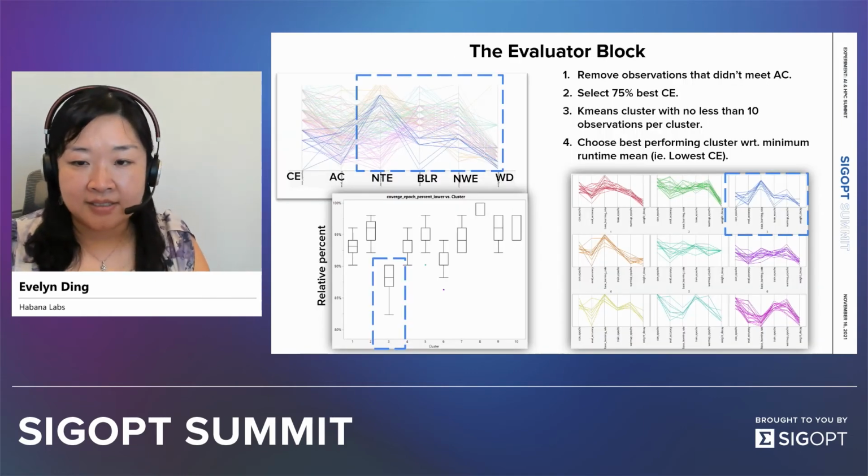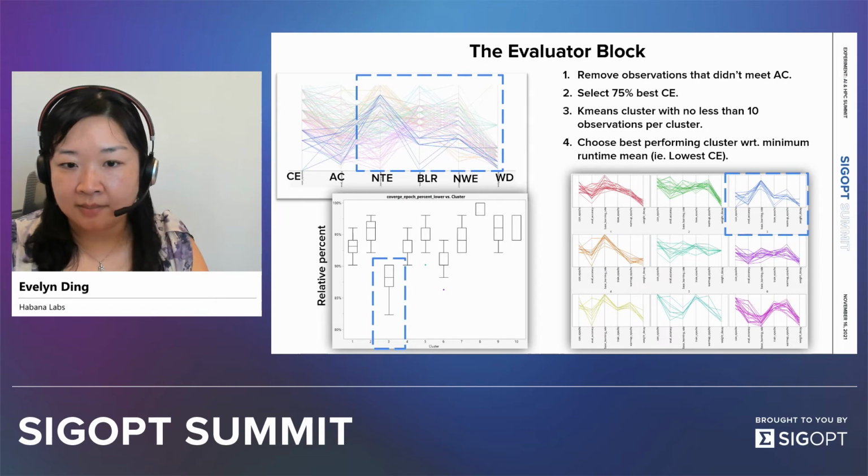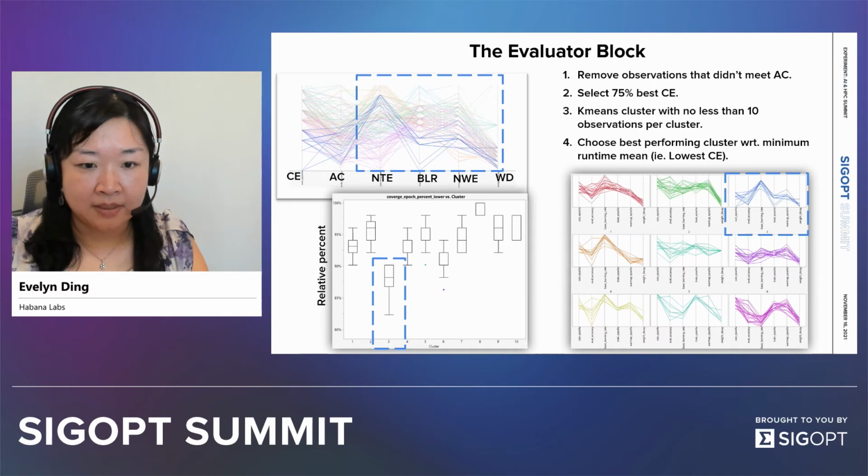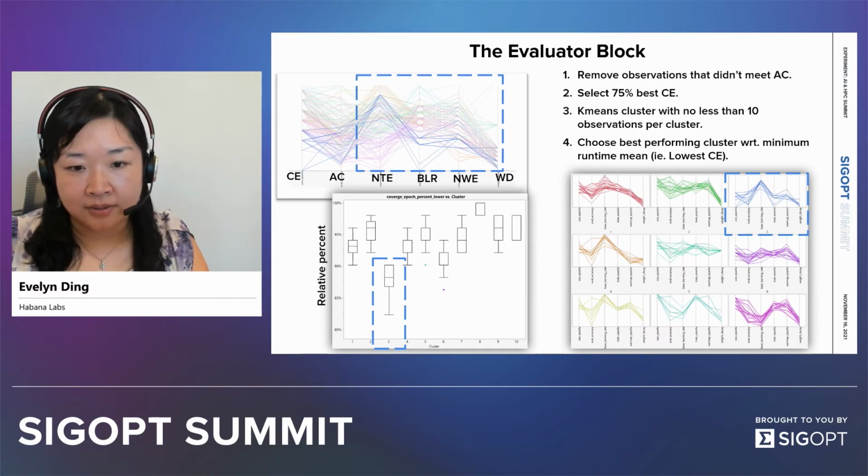Okay, in this slide and the next slide, I'm going to give some details of how we build up our evaluator block using the KMeans cluster method. On the top left corner, after we run a set of experiments, we get all the data points with the hyperparameters and also the metrics. Then we only pick up the data points that meet the accuracy and also pick up the top 75% of the converge epoch data points.